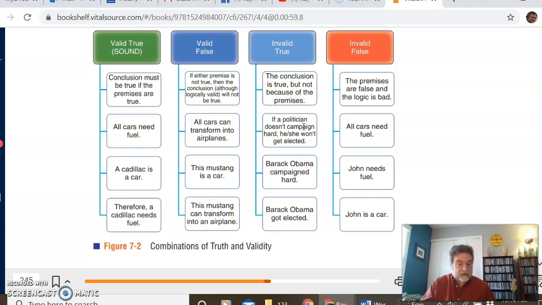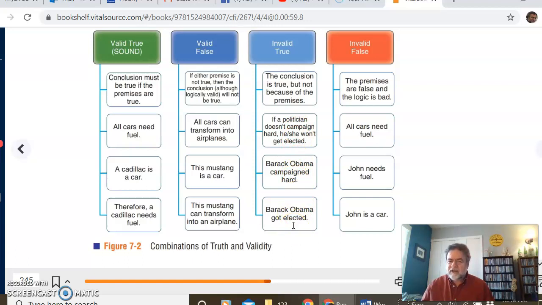Valid means logical, not true, but logical. Invalid means that it is not logical, but sometimes we get lucky. Here, this is a pretty good premise. If a politician doesn't campaign hard, she won't get elected. Barack Obama campaigned hard. Barack Obama got elected. Well, this all happens to be true, but it's not a valid argument.